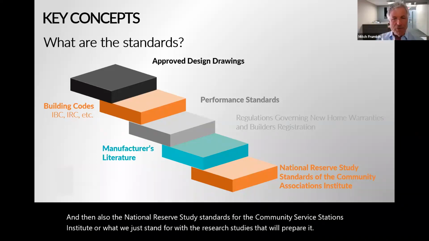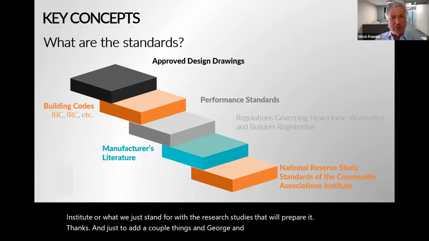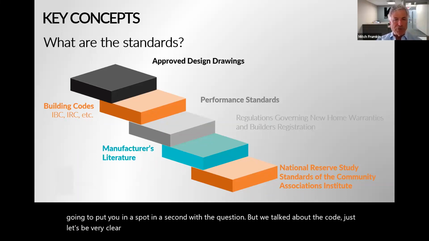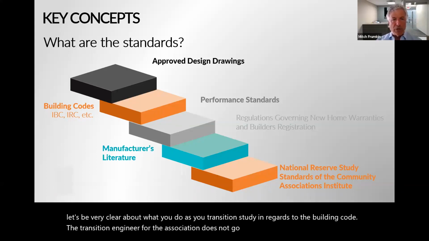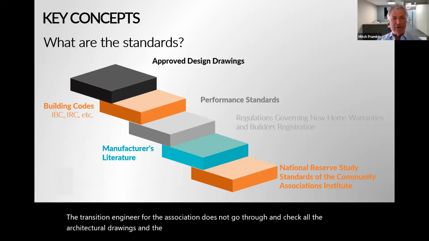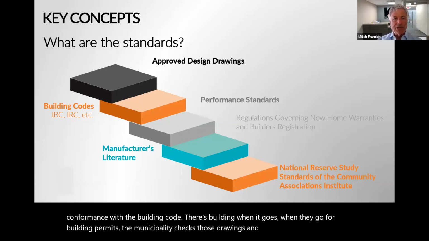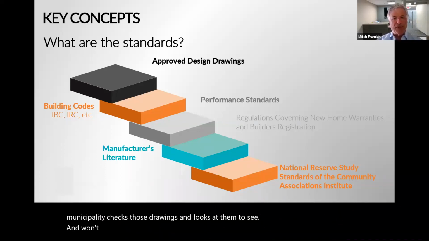Thanks. And just to add a couple of things, and George and Marshall, get ready, because I'm going to put you on the spot in a second with a question. But we talk about the code. Let's be very clear about what you do in a transition study in regards to the building code. The transition engineer for the association does not go through and check all the architectural and engineering drawings to see if they were drawn in conformance with the building code. When they go for building permits, the municipality checks those drawings and won't issue a permit unless they feel they're in conformance with the code.